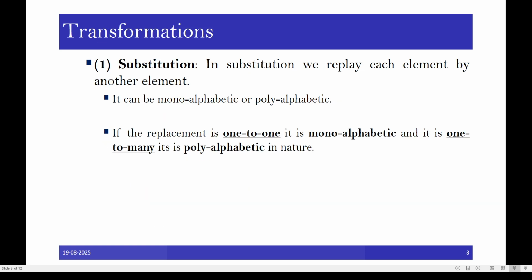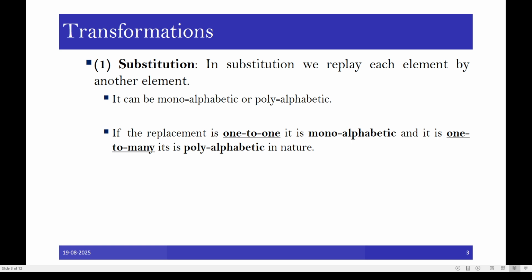So the first thing is transformation. The first type of transformation that we want to discuss is called substitution. In substitution, we replace each element by another element. So we try to change one element into a different element. If we have an a, we can replace it with z. If we have an x, we can replace it by c, suppose. So we actually replace each element by another element.